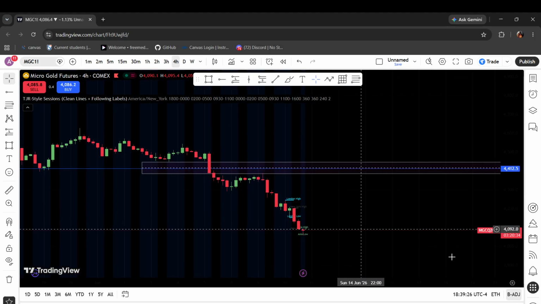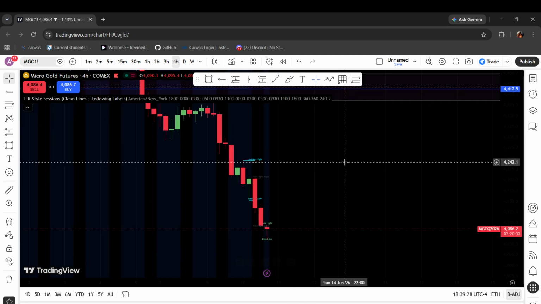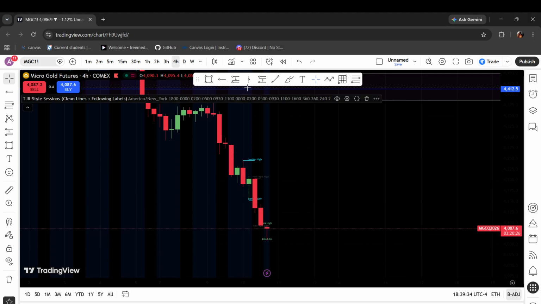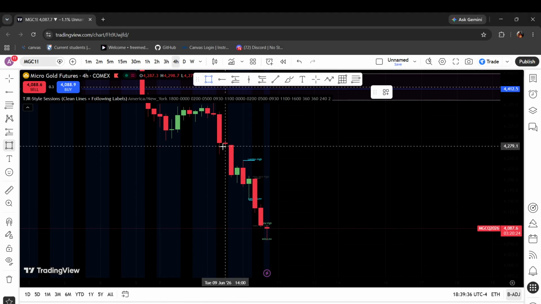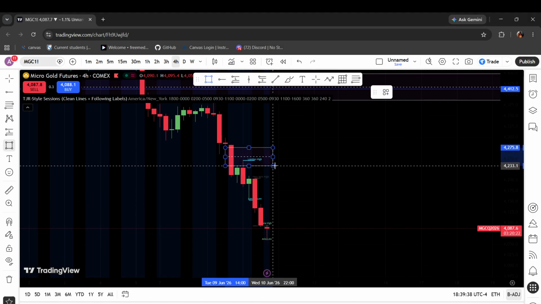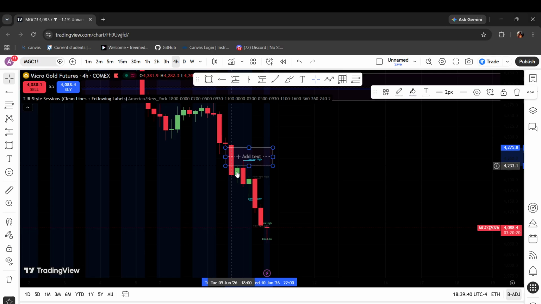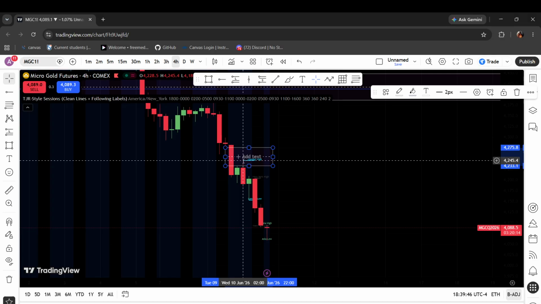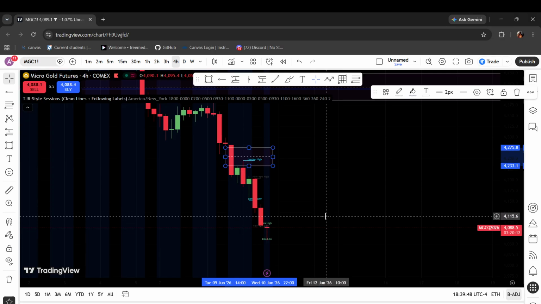I want to mark some fair value gaps. I'd usually mark up one fair value gap, so this would be this one right here. This would be a Tuesday fair value gap, and right here on Wednesday, this last at 2 a.m., we kind of ended up tapping into it, showing nice rejection, bullish rejection.